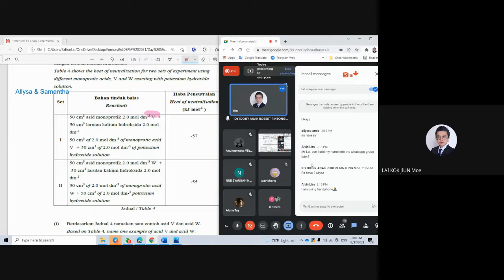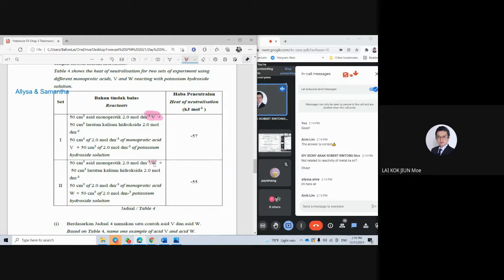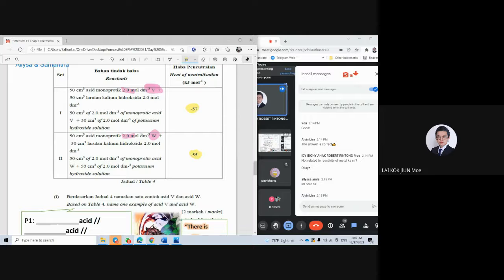Okay, Alisa is here. So who will do that? Alisa or Samantha, you want to do? Okay, you got V here, you got W here. Both also have the same molarity. But what happened? The heat came out different. Yes, because you are using different things. V and W are different acids. We don't know what those acids are, but we know neutralization happened. The heat was different, one higher, one lower. Then Alisa, which one do you think is stronger? V strong or W strong?